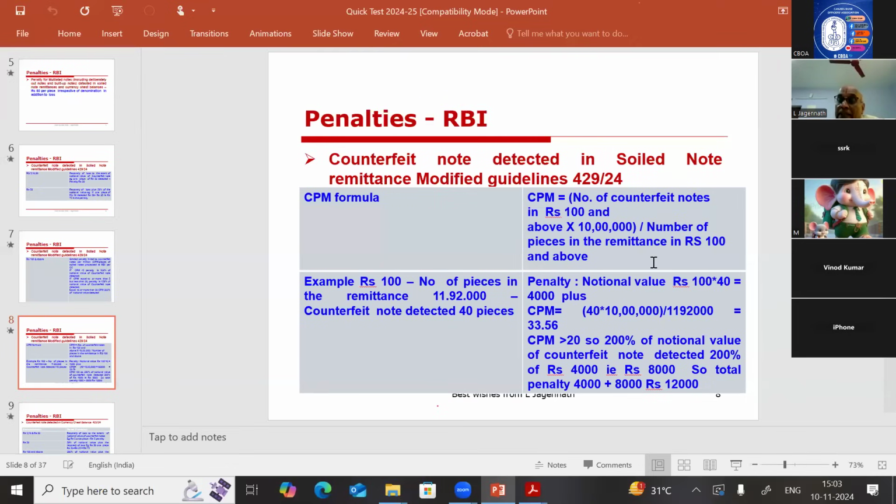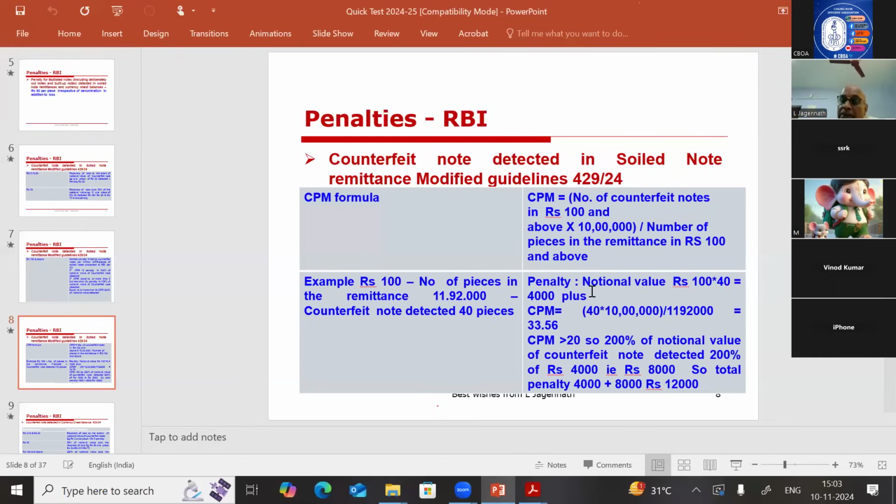Let us see. Penalty is equal to, first, the notional value. So 40 pieces you found out, 40 into 100, each piece is 100, so 4,000 rupees you have to set aside because it is a counterfeit note. There is a shortage. We call it the notional value of the counterfeit note, 4,000 rupees. Then, based on the CPM, you find out the penalty. So 4,000 plus that penalty to be paid to RBI.